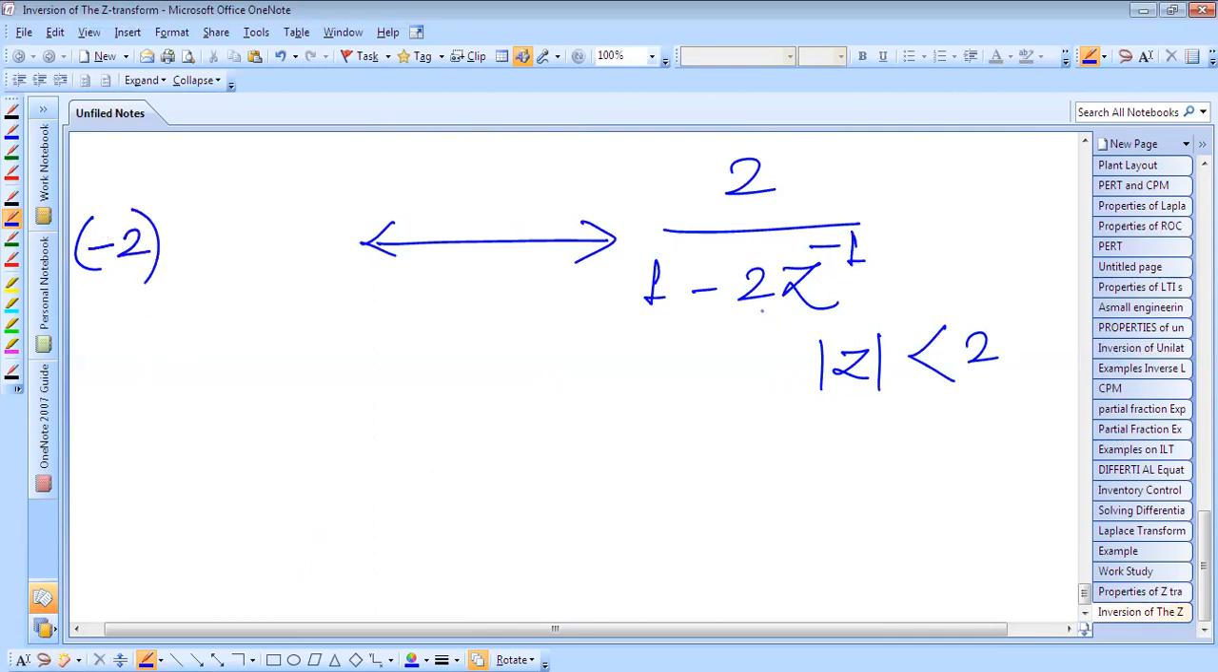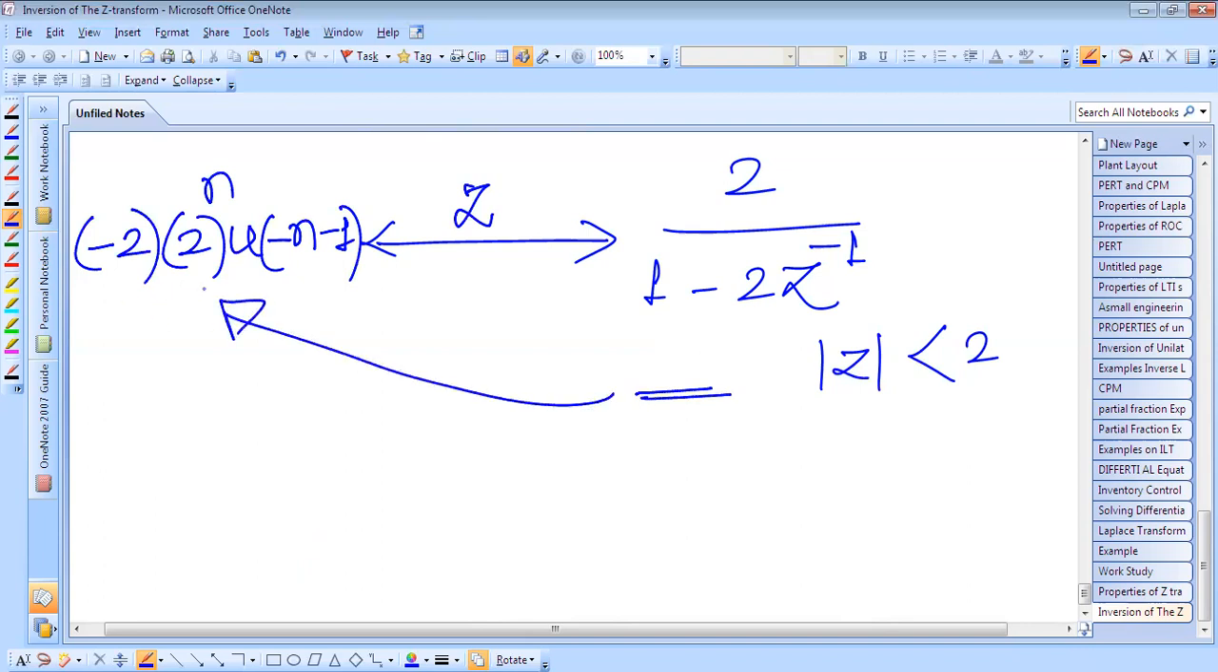Again, now here we have to write the second factor, dk raised to power n. So what is the value of dk here? It is 2, so 2 raised to power n, and now here your magnitude of z is less than dk, and therefore we can write, as per the theory, u of minus n minus 1. So the inverse z transform of this term is minus 2 into 2 raised to power n into u of minus n minus 1.